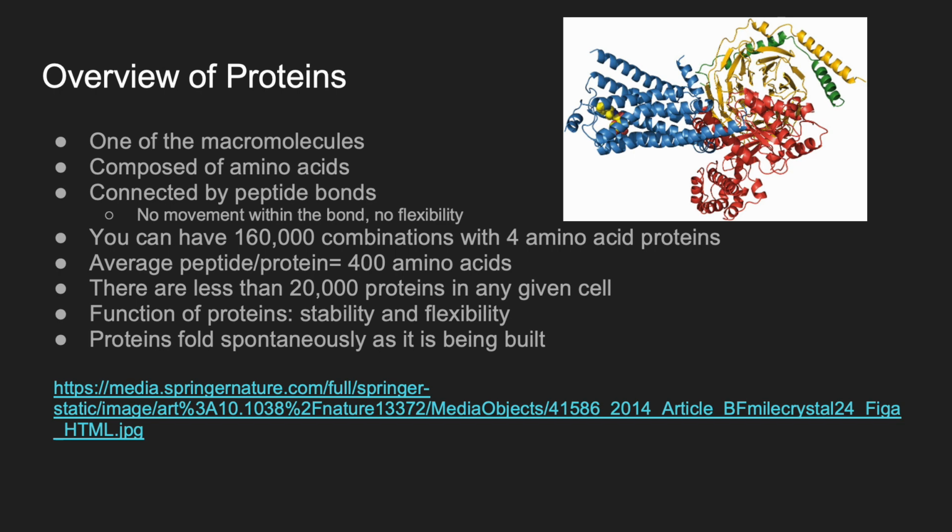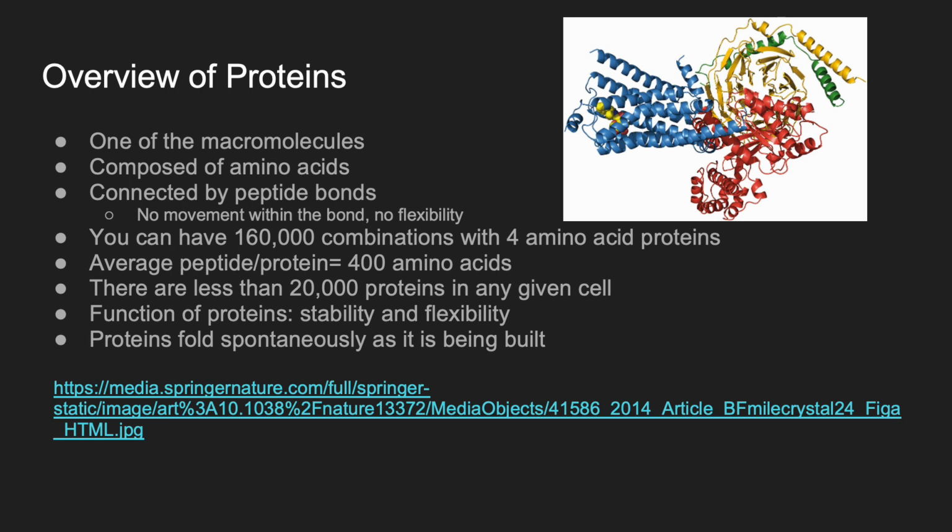You can have 160,000 combinations with 4 amino acid proteins. The average peptide protein is about 400 amino acids. There are less than 20,000 proteins in any given cell. The function of proteins is for flexibility and stability. Proteins will fold spontaneously as it's being built.